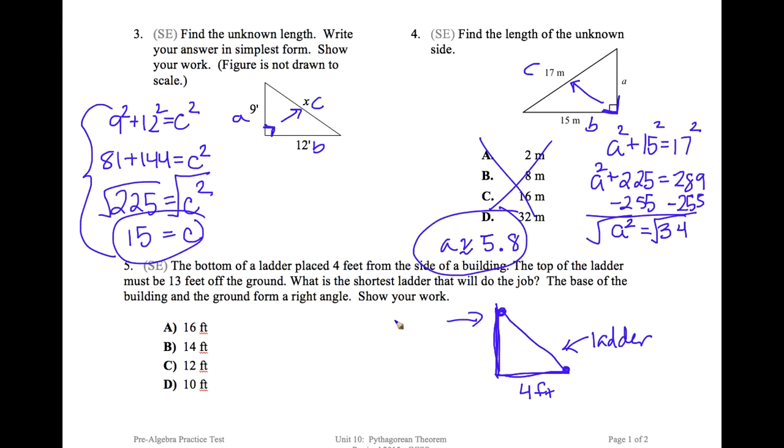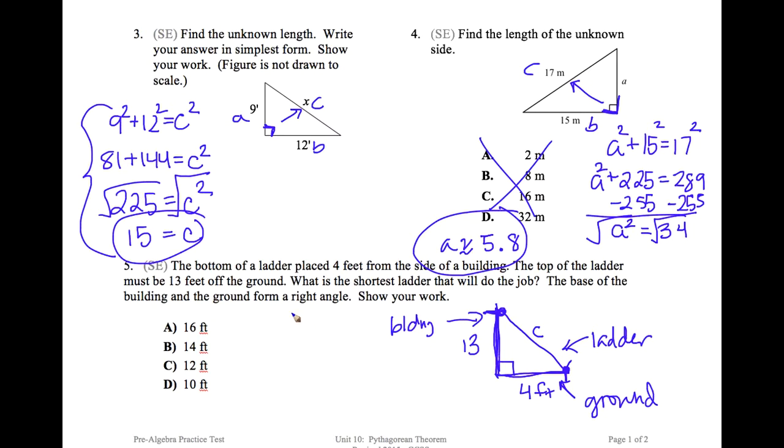So there's my ladder, there's my building. This right here is the ground. Okay, so you can imagine the ladder here. It's got to be at least 13 feet above the ground, or off the ground. And it's 4 feet here. Okay, so this is creating a right angle.